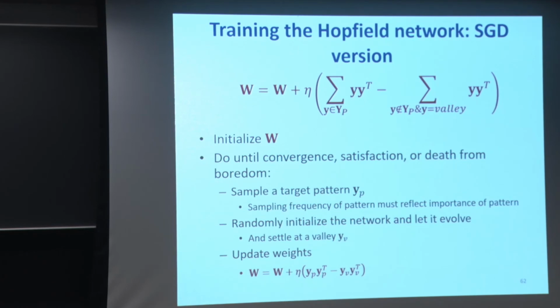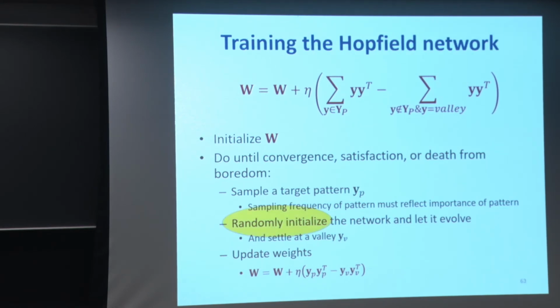Or you can do the stochastic gradient descent version, where you randomly select a target pattern, where the sampling frequency of a target pattern must be dependent on the importance you're assigning to the target pattern. More important patterns are going to be sampled more frequently. And then you randomly initialize the network, let it evolve, settle at a valley, and you're just going to use the standard stochastic gradient descent update rule, right? So nothing fancy. We haven't done anything complicated.